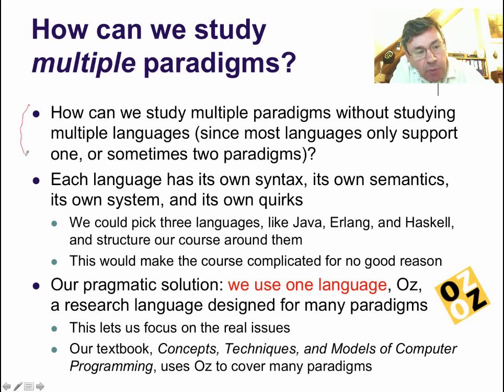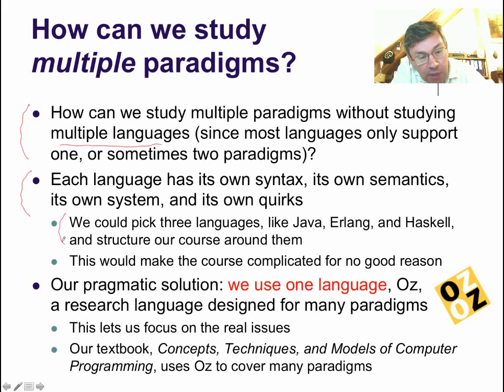How can we study multiple paradigms in the easiest possible way? One way would be to study multiple languages. It might seem like a good approach, but actually it's not practical, and the reason is the following. Each language has its own syntax, its own semantics, behavior, its own system that we have to install, and its own funny quirks that we have to get used to.